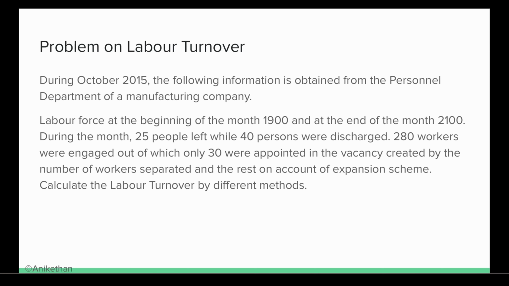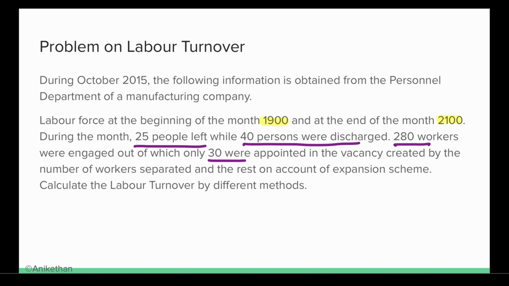Here it is very important to note down the data. Once you understand what data is given and what they are asking, it is very easy to solve this problem. During October 2015, the following information is given. Labor force at the beginning, this is important, and at the end of the month, this is also important. During the month, 25 people left while 40 persons were discharged. 280 workers were engaged, out of which only 30 were appointed in vacancy. That means 280 workers joined as addition. Out of that, 30 accounted for replacement. So calculate labor turnover by different methods.